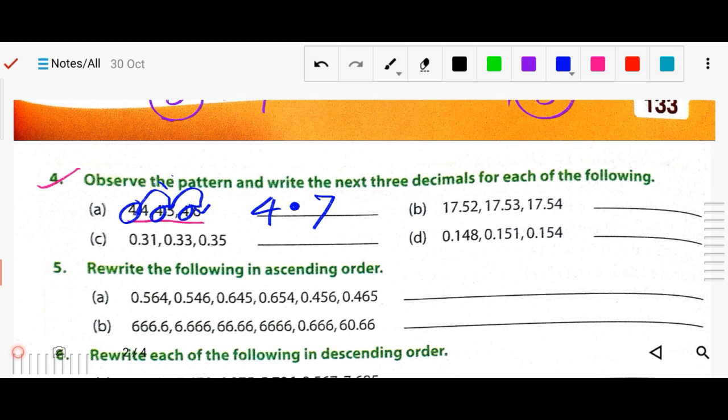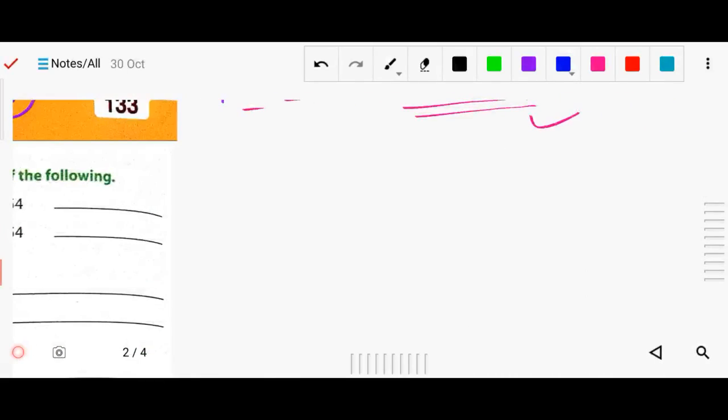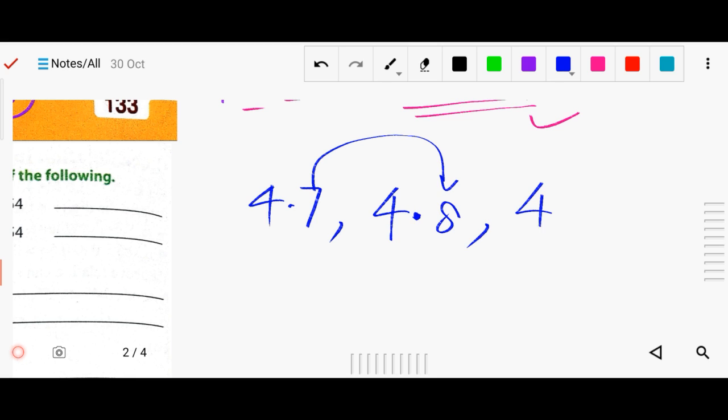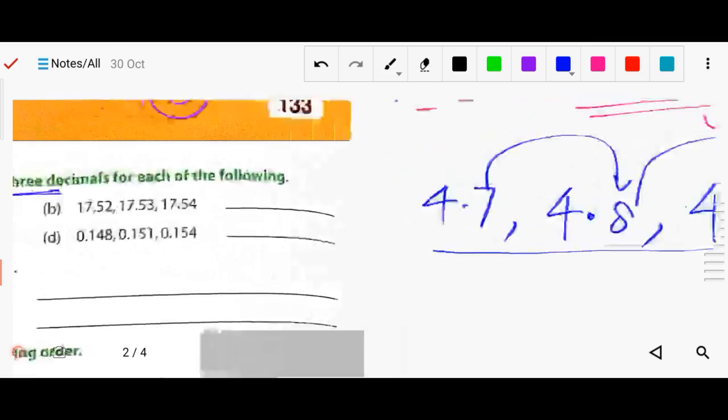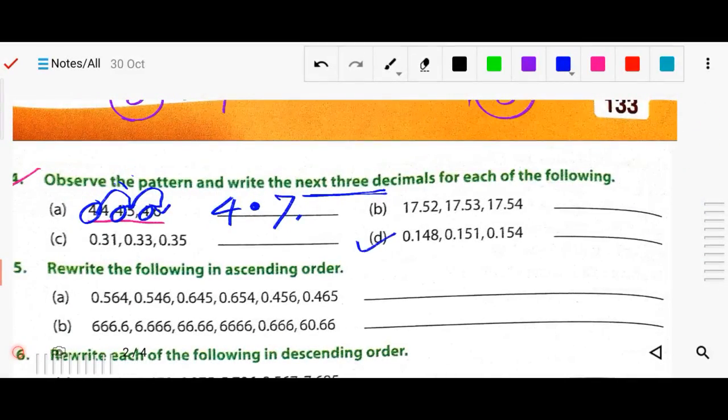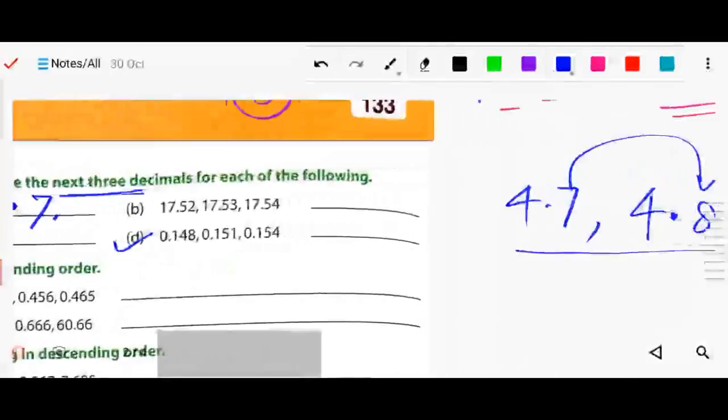Likewise, what will be the next number? They are asking for the next 3 numbers. After 4.7 we increase by 1, so 4.8. Now next will be 4.9. So this is your pattern. Likewise you have to do. Similarly, part D we will solve here.